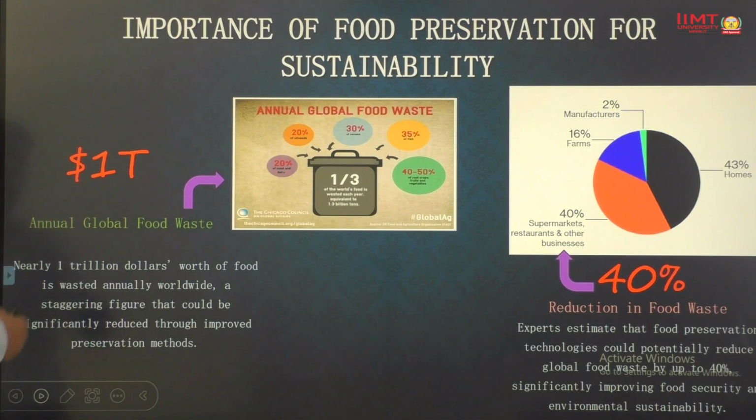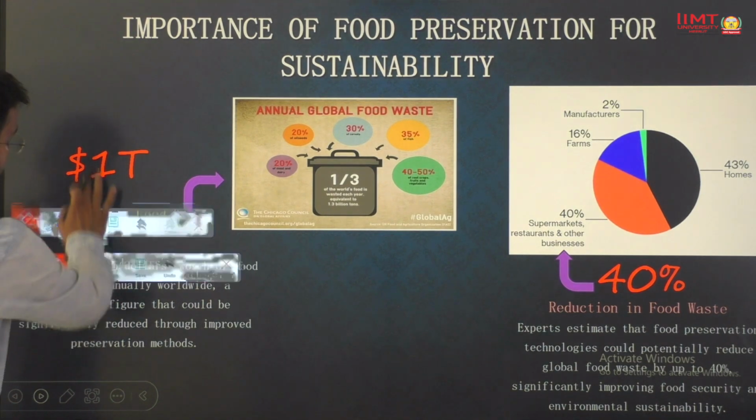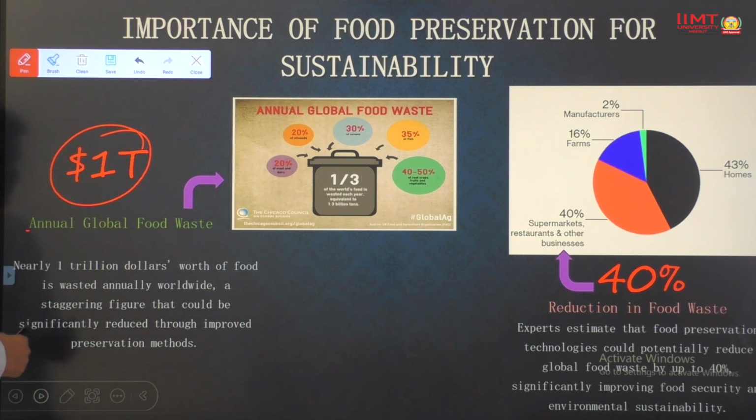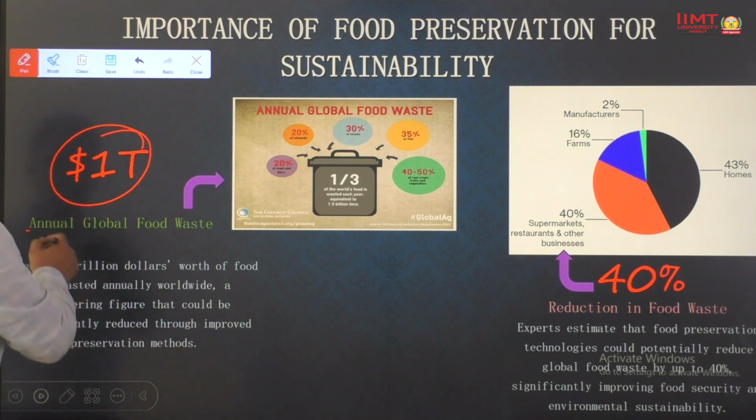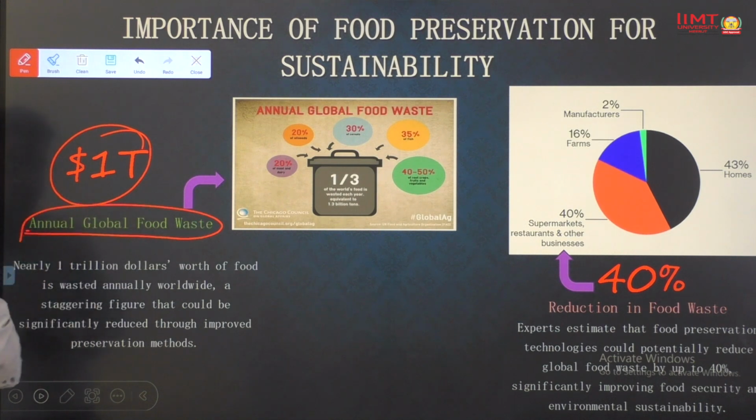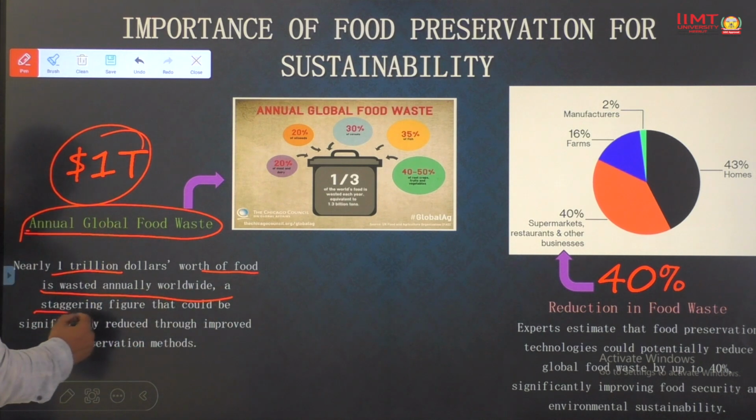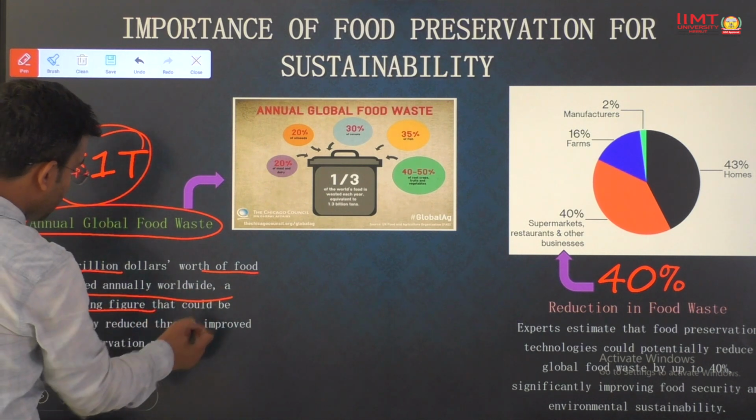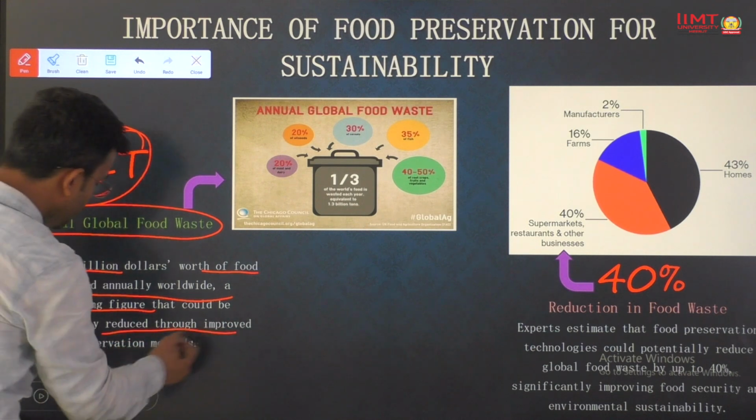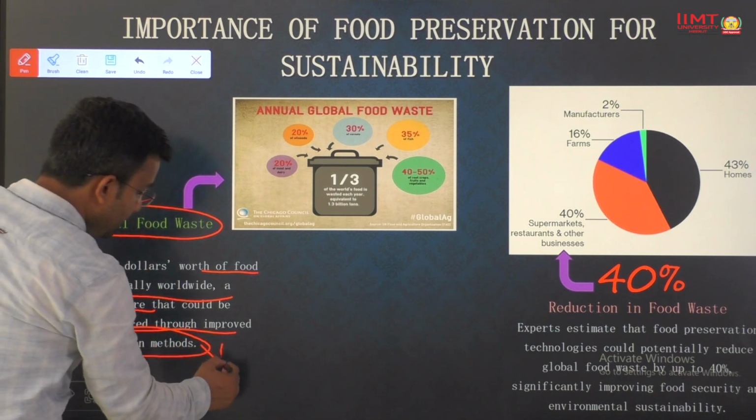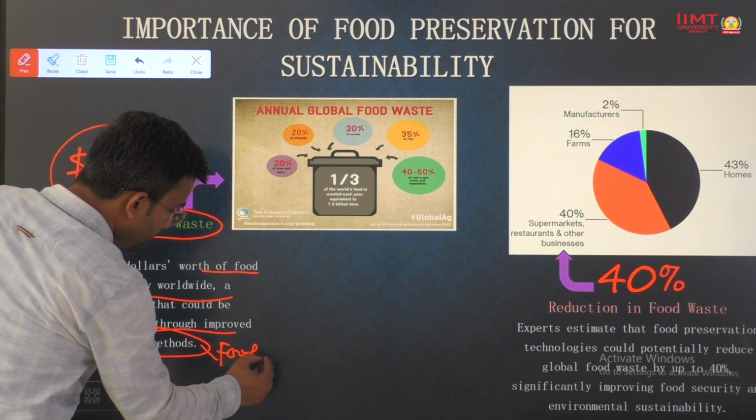Here we see the annual global food waste. Near about $1 trillion worth of food is wasted annually worldwide. It is a staggering figure that could be significantly reduced through improved preservation. If we improve the preservation methods, we reduce the food waste.